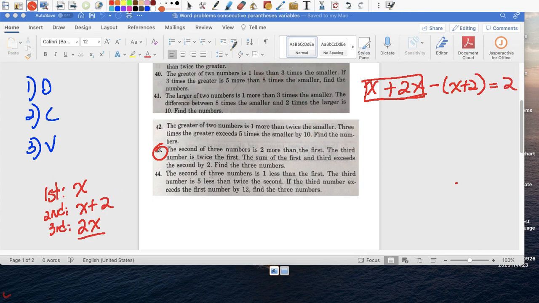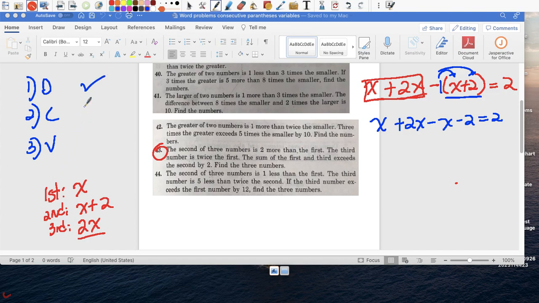Find the 3 numbers. Well, let's go through a checklist. Is there distributive property? Yes, there is. Right here is the distributive property, right? There's an invisible 1. So x plus 2x, that doesn't change. And now this one, there's a 1 here, right? So negative 1 times x is negative x. Negative 1 times 2 is negative 2 equals 2.